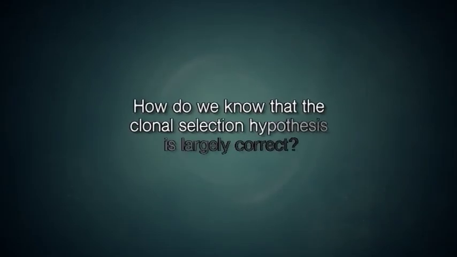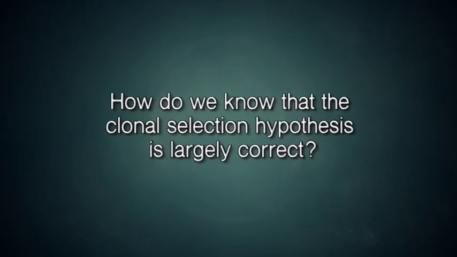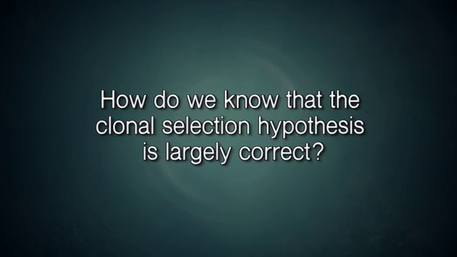Now let us see how we know that the clonal selection hypothesis is largely correct. The binding of an antigen to an individual lymphocyte can be visualized by labeling. Using this approach, experimenters showed that one lymphocyte could be bound by one antigen, but never by many.